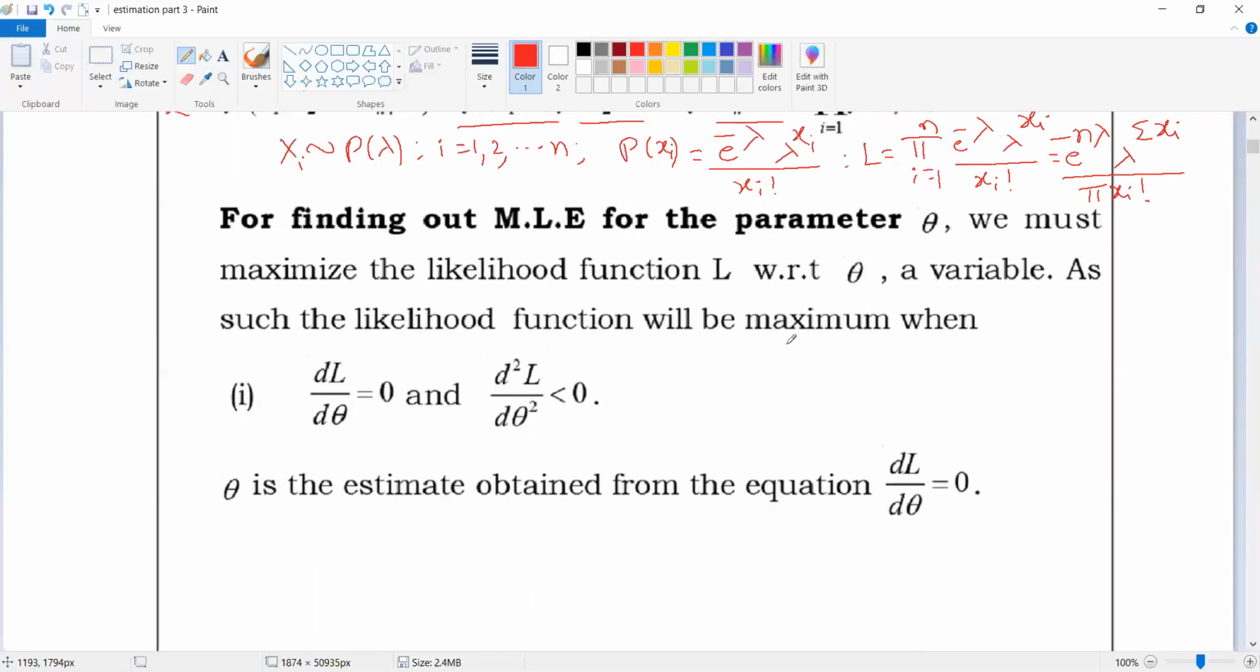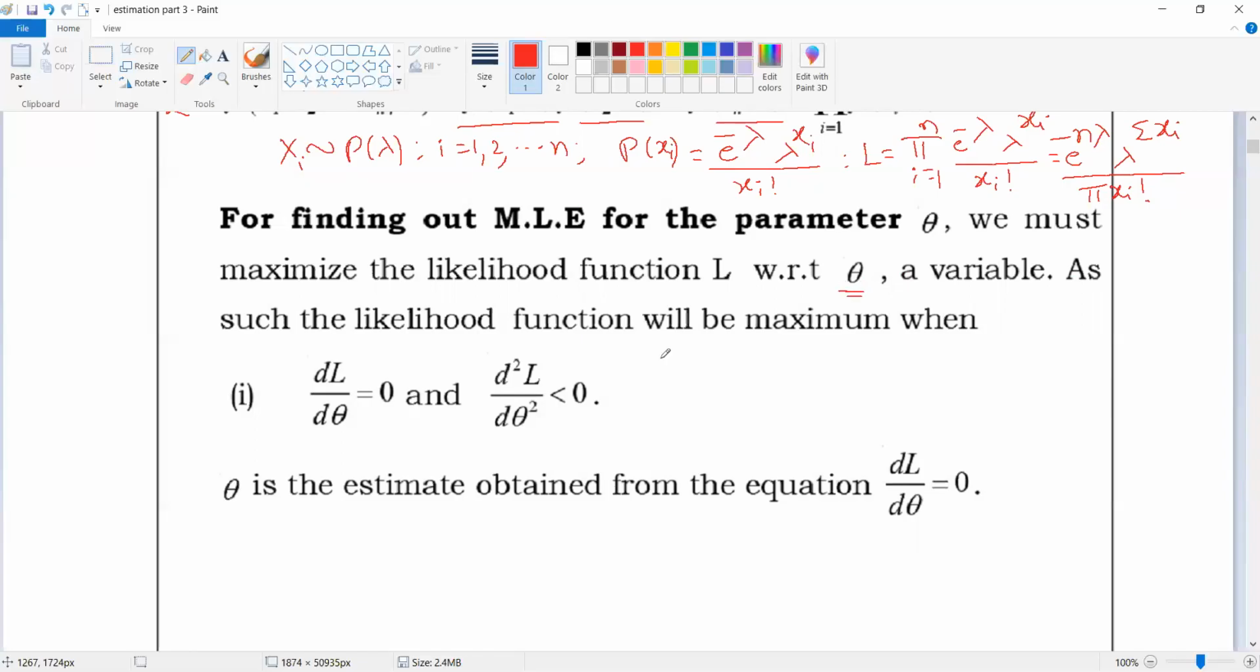Now here is the procedure of MLE. Briefly, first of all, you have to find the likelihood function. Then we have to find the maximum of the likelihood function. For what value of theta is L maximum? That theta is called the MLE. For what value of theta L is maximum, that theta is the MLE of the parameter, the maximum likelihood estimator of the unknown population parameter.